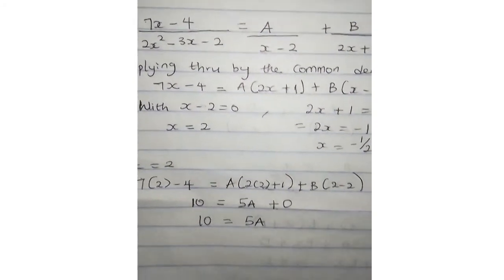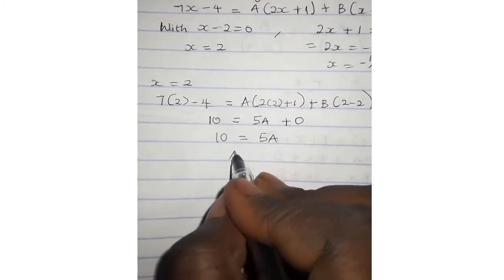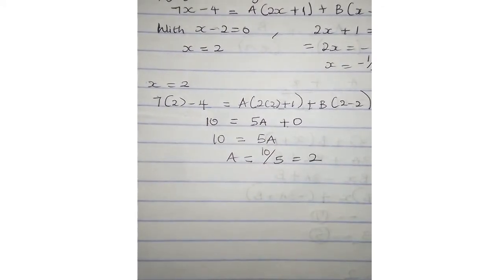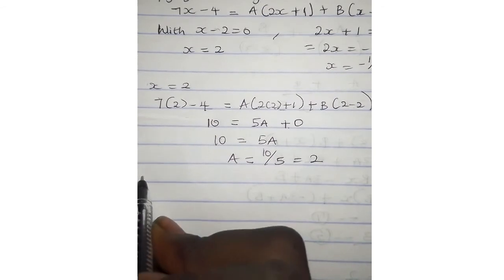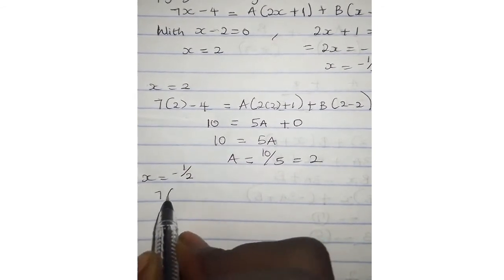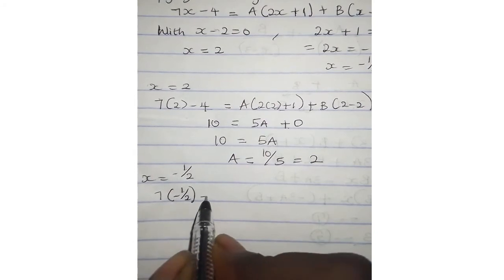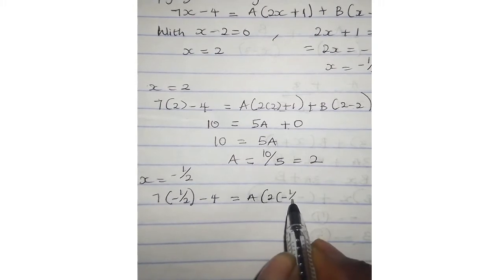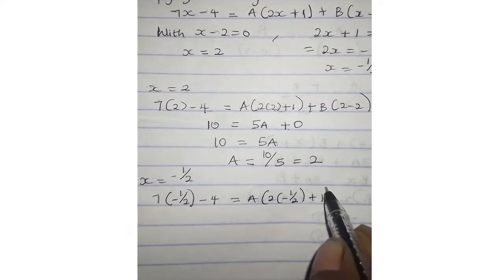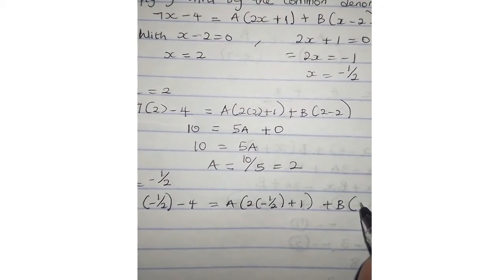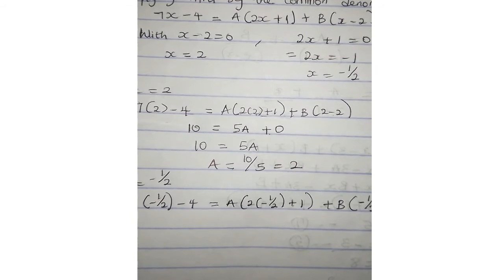Alright, so therefore a is equal to 10 over 5, which is going to give us 2. Now, when x is equal to negative 1 over 2, we're going to have 7 times negative 1 over 2 minus 4 equal to a times (2 times negative 1 over 2 plus 1) plus b times (negative 1 over 2 minus 2).